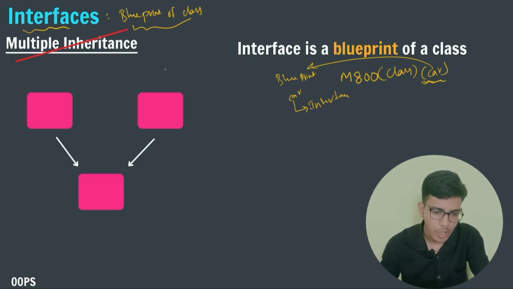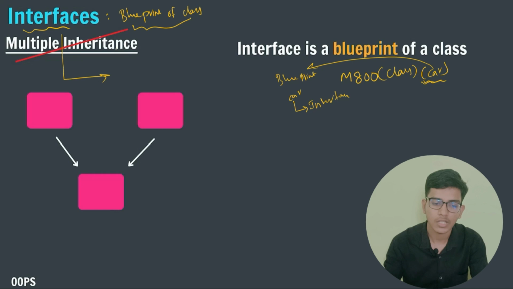There are some interesting properties of interfaces which we use in many of the OOPS questions. For interfaces, there are two major properties. That is, by using interfaces, we can achieve multilevel or multiple inheritance.